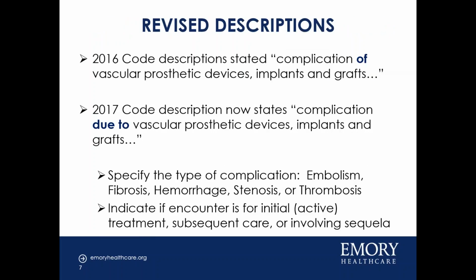Here are some revised descriptions. The 2016 code description stated complications of vascular prosthetic devices, implants, and grafts. 2017 has done a revision. The code description now states complication due to vascular prosthetic devices, implants, and grafts. You must specify the type of complication: embolism, fibrosis, hemorrhage, stenosis, or thrombosis. Indicate if encounter is for initial treatment, subsequent care, or involving sequela.